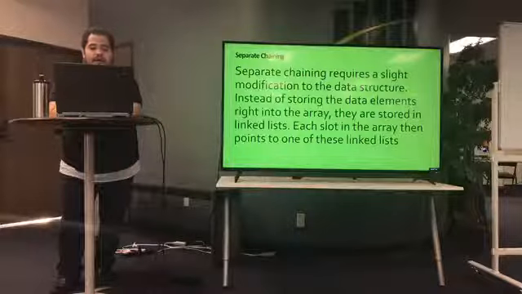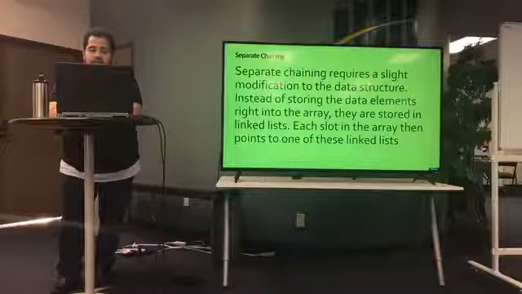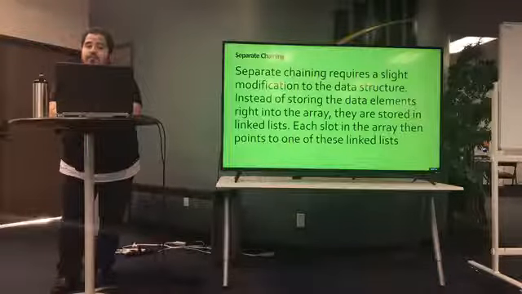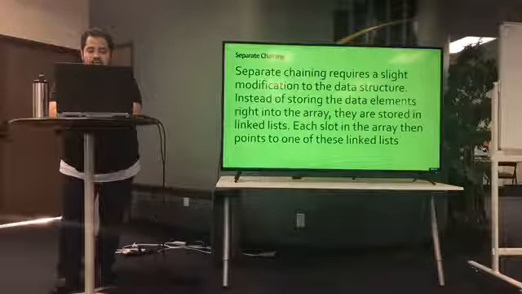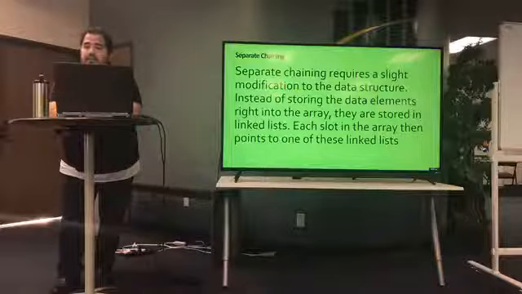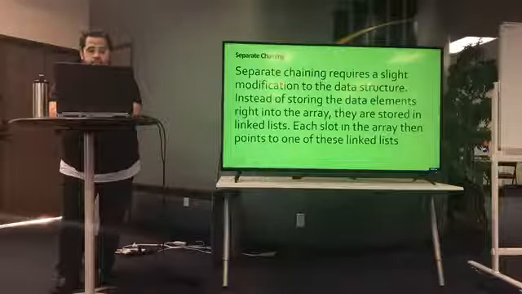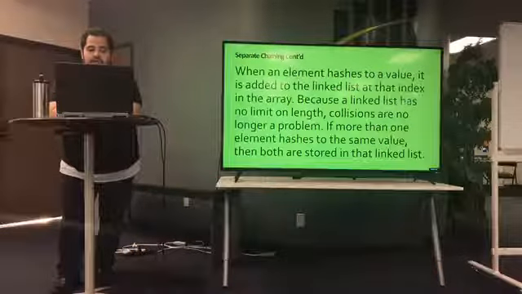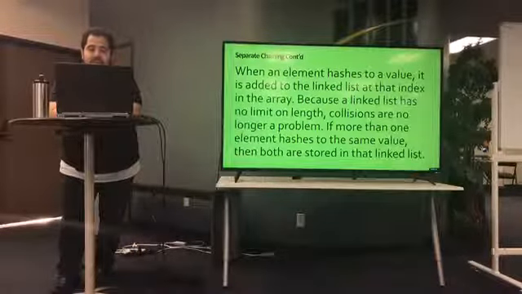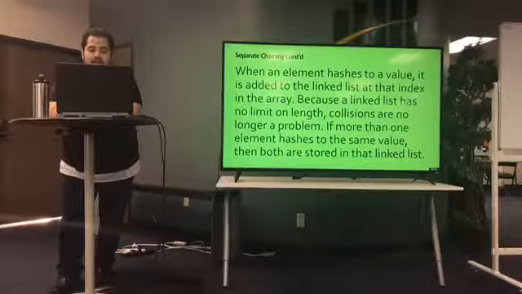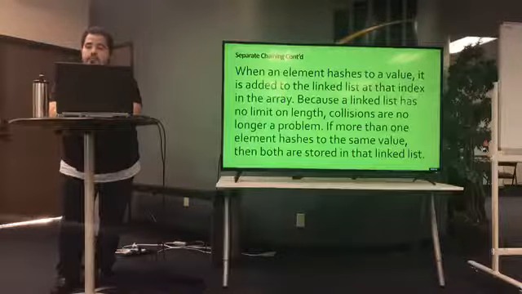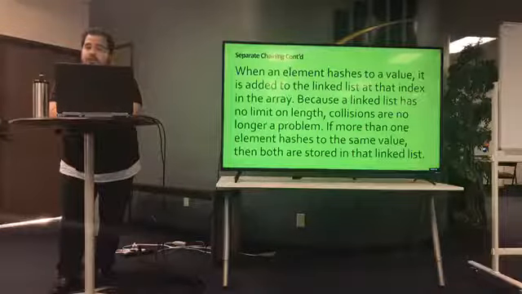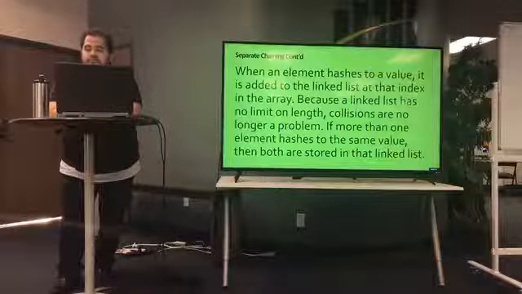Separate chaining requires a slight modification to the data structure. Instead of storing the data elements right into the array, they are stored in linked lists. Each slot in the array then points to one of these linked lists. Have you seen that before, Beth? Mm-hmm. I've written it before. So when an element hashes to a value, it is added to a linked list at that index in the array. Because the linked list has no limit on length, collisions are no longer a problem. If more than one element hashes to the same value, then both are stored in that linked list.